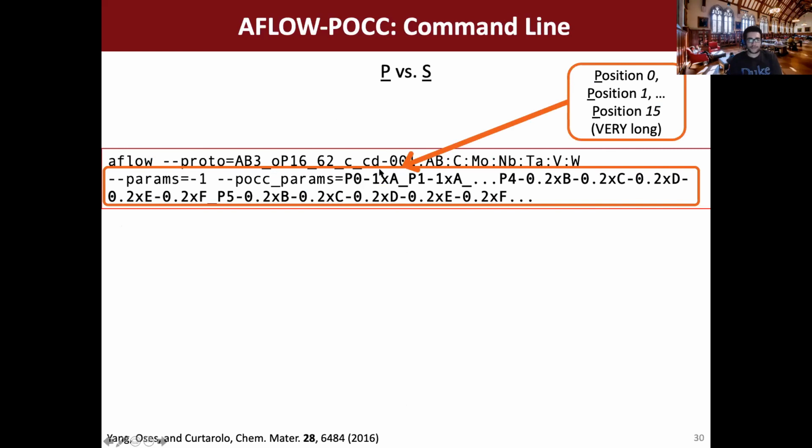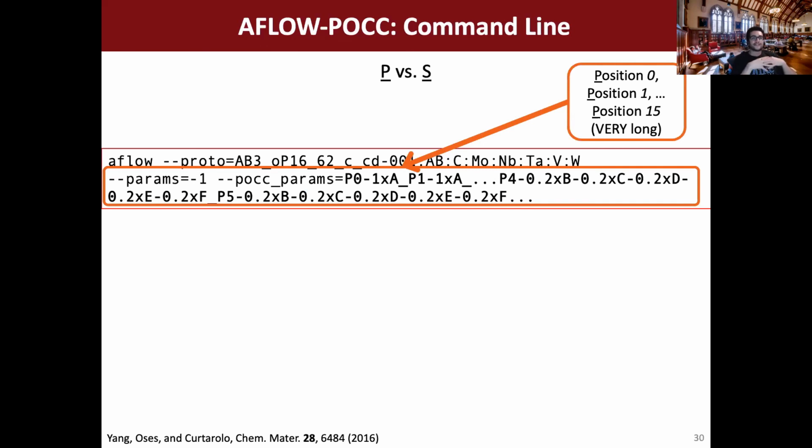So I need to say, okay, position 1, give me 1 times A. Position 2, well, I'm doing it position 0, position 1, give me 1 times A, all the way up to position 3. And then we go to position 4, and it's very repetitious, okay? And you're gonna have this big text, and you might make a mistake somewhere, you might type something wrong.